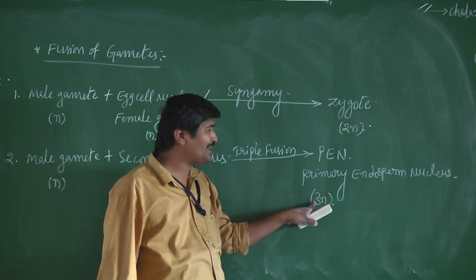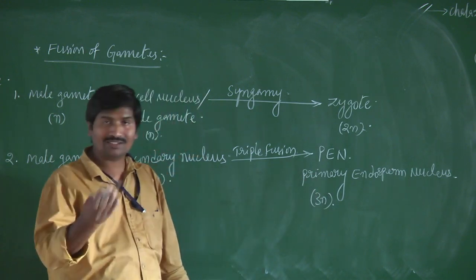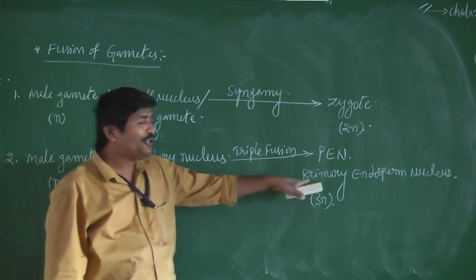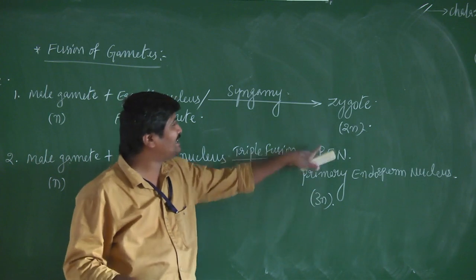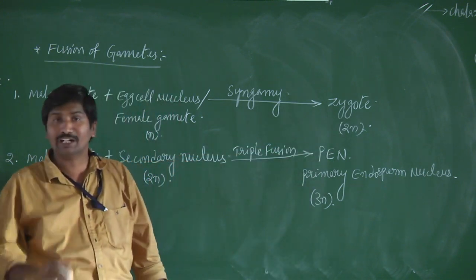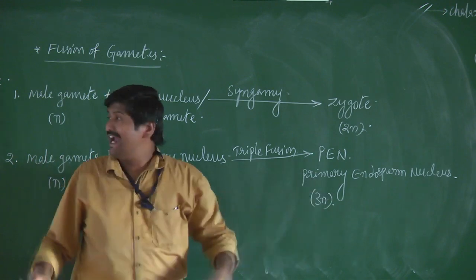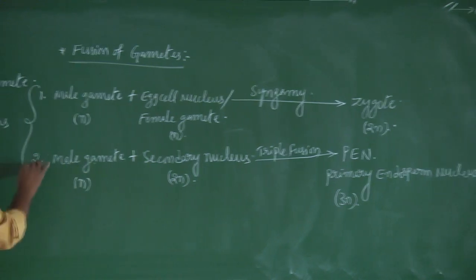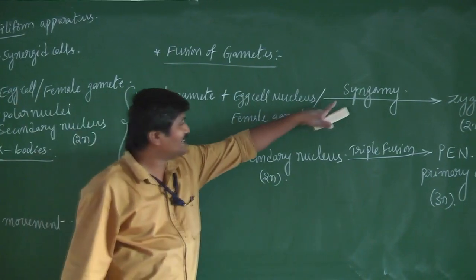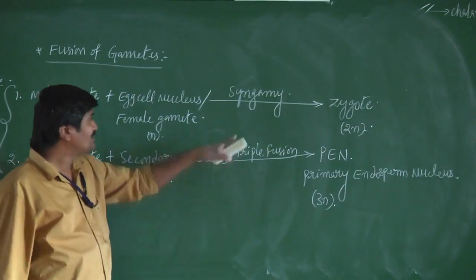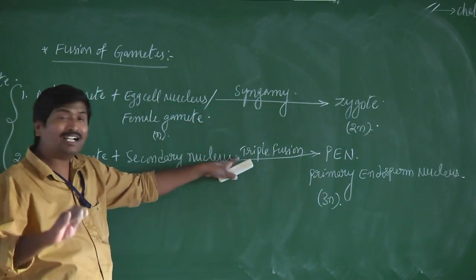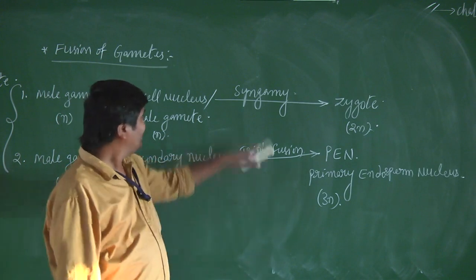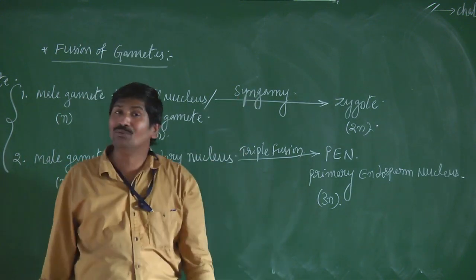What is the main function of the primary endosperm nucleus? This primary endosperm nucleus further develops into the endosperm from the central cell. It is a nutrient tissue. The food material is supplied for the development of the embryo. Okay. At that time, in the structure of the embryo sac, two fusions take place. One is syngamy, another one is triple fusion. Syngamy is the true fertilization and triple fusion is the vegetative fertilization.